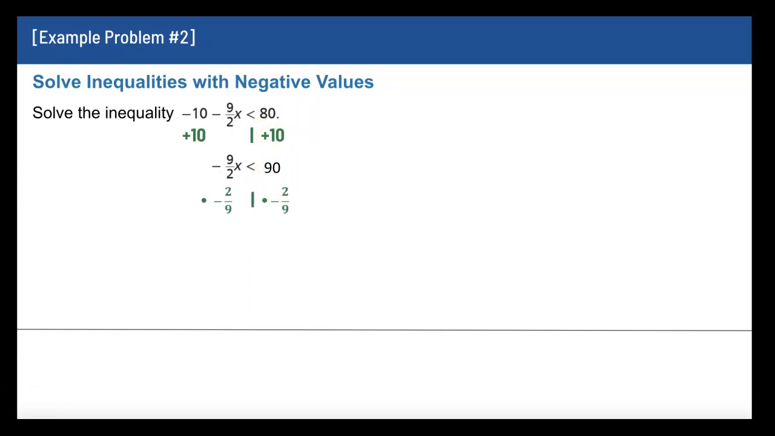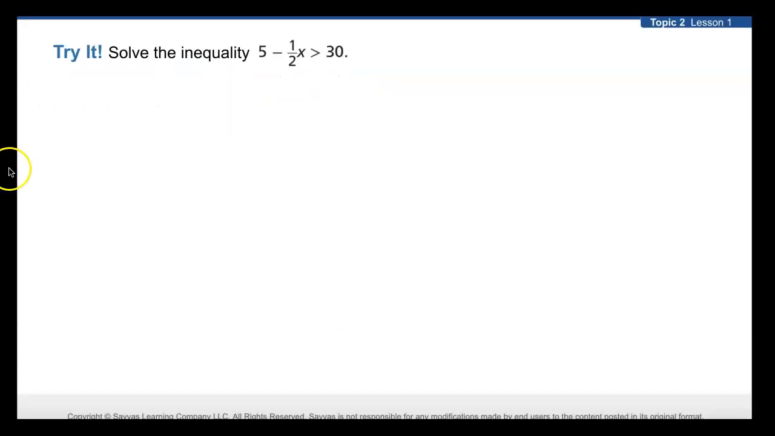So instead of multiplying by 9 over 2, we're multiplying by negative 2 over 9. This gets our x alone. 90 times negative 2 over 9 is negative 20. And because we multiplied by a negative number, we go from a less than to a greater than symbol. Notice that, as it is important, when dividing or multiplying by a negative number, you have to reverse the inequality symbol.